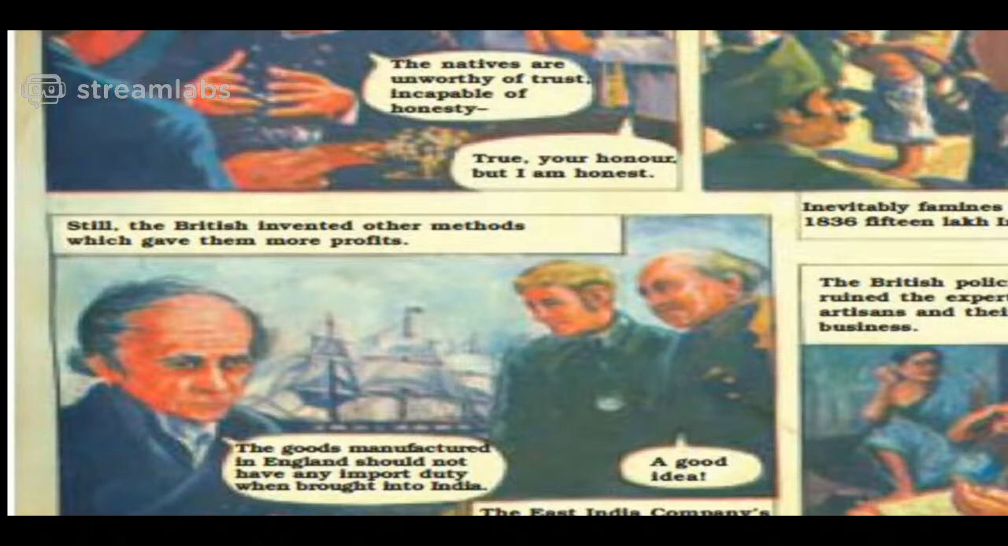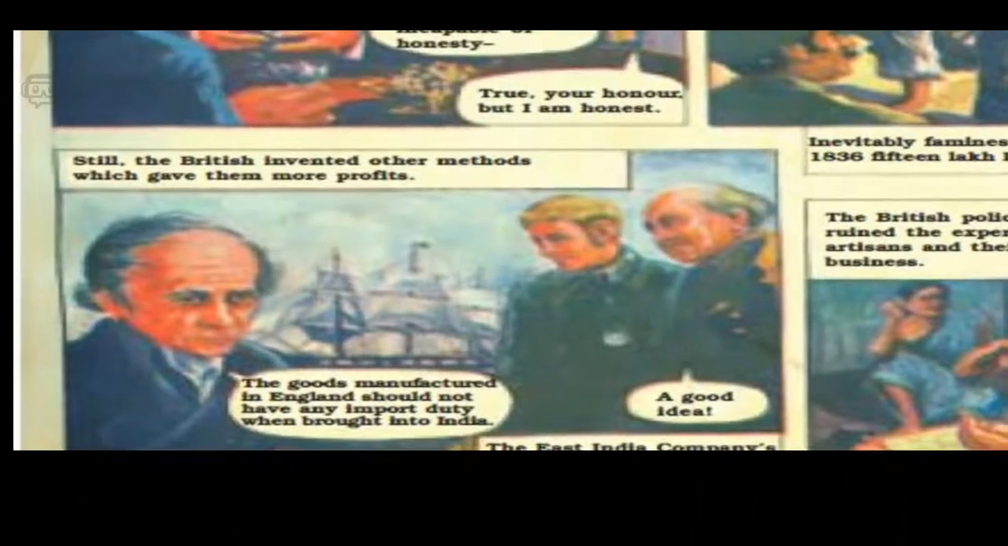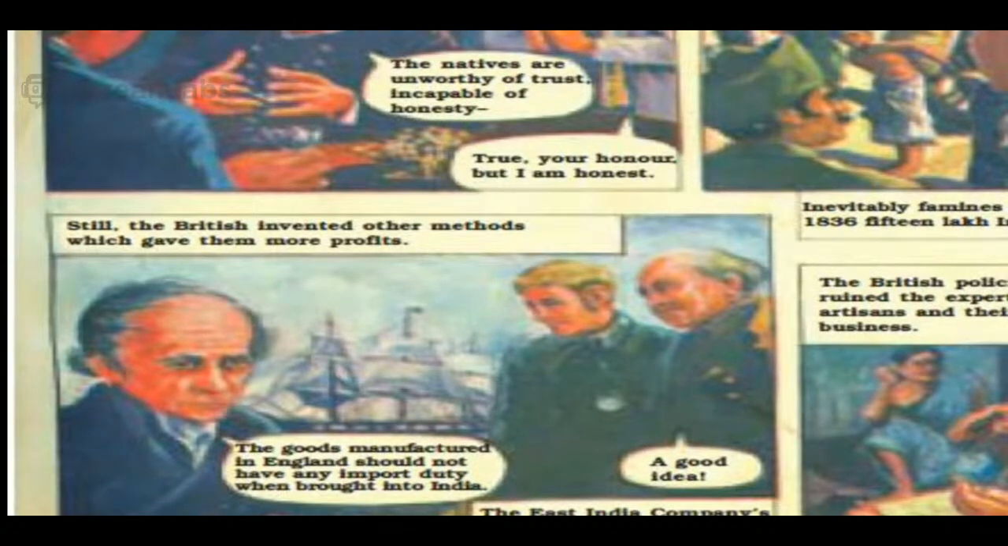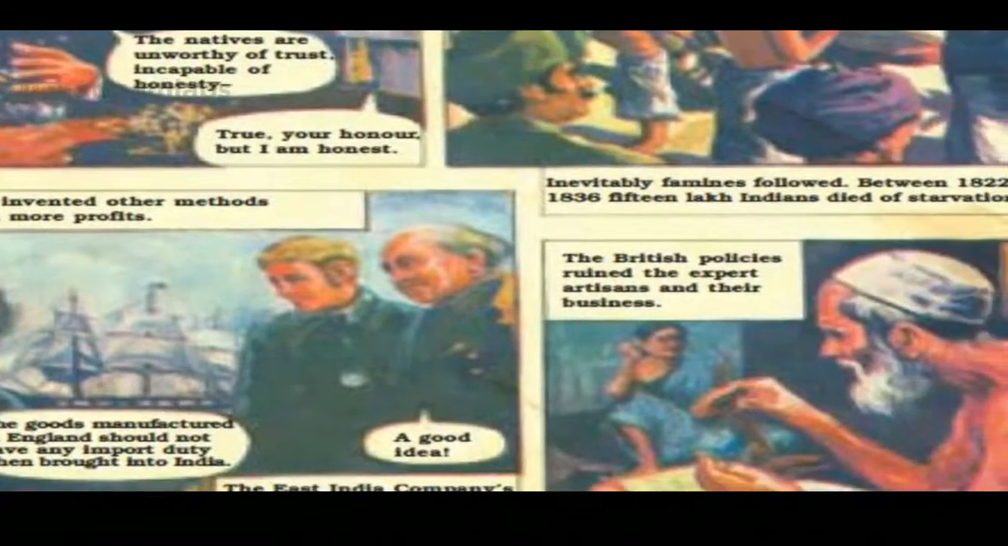Farmers were forced to grow cotton and dye, which they needed in the factories, whereas Indians needed food. So Indians died of poverty and starvation. Now, the goods that were made in England and came to be sold in India had no import duties. So they might be cheaper.